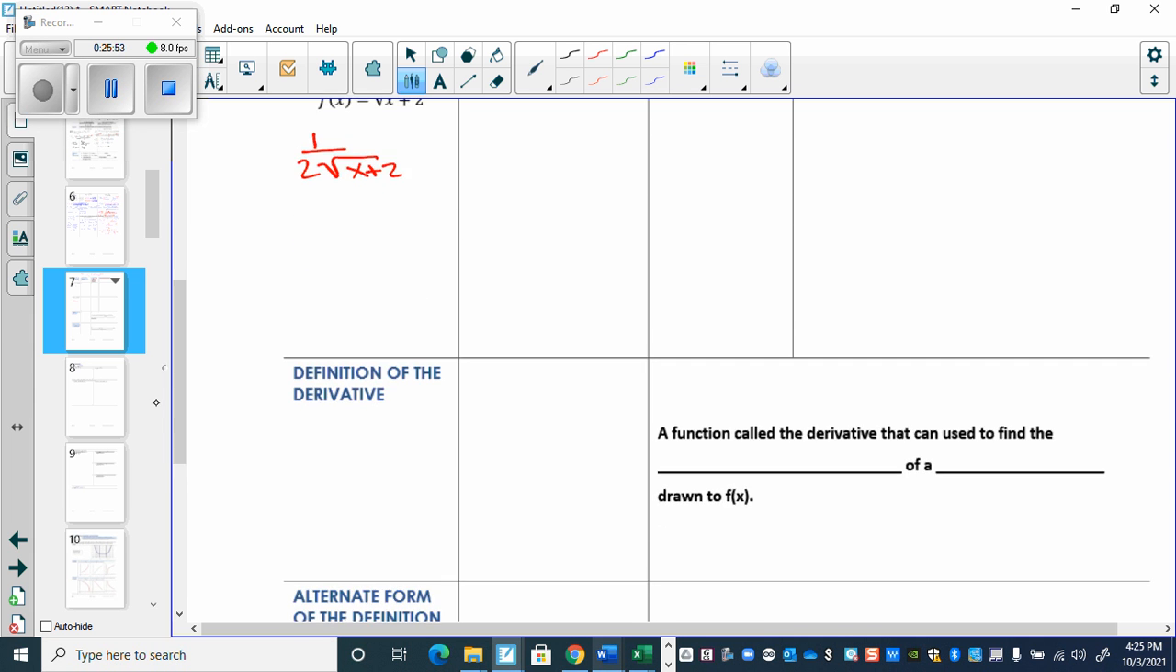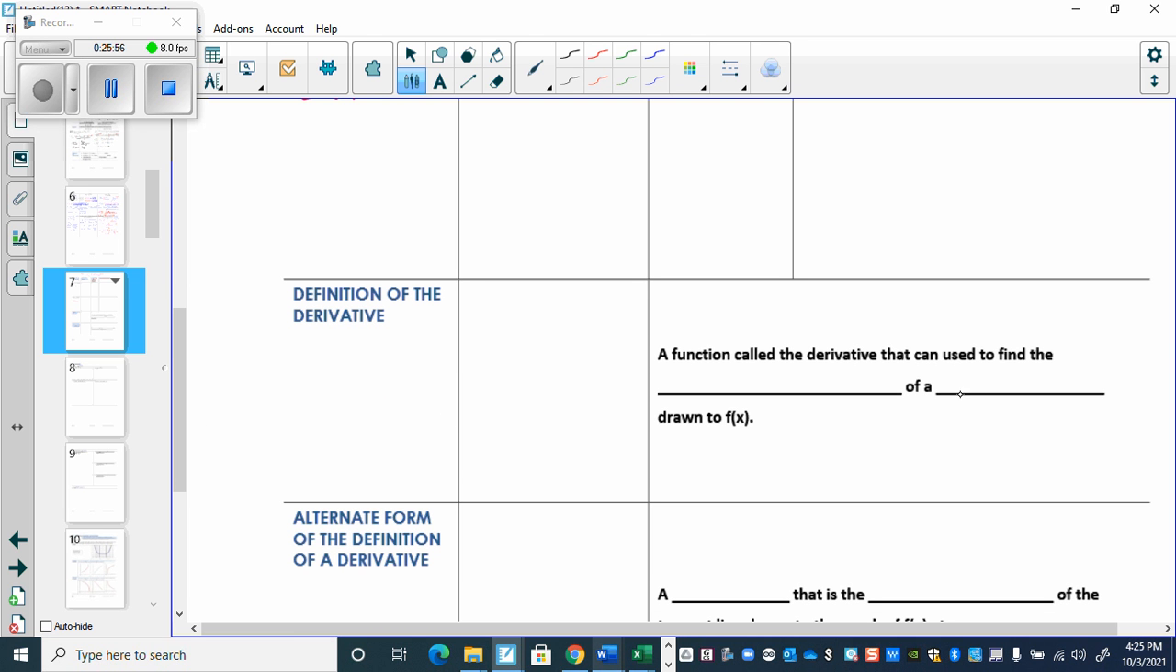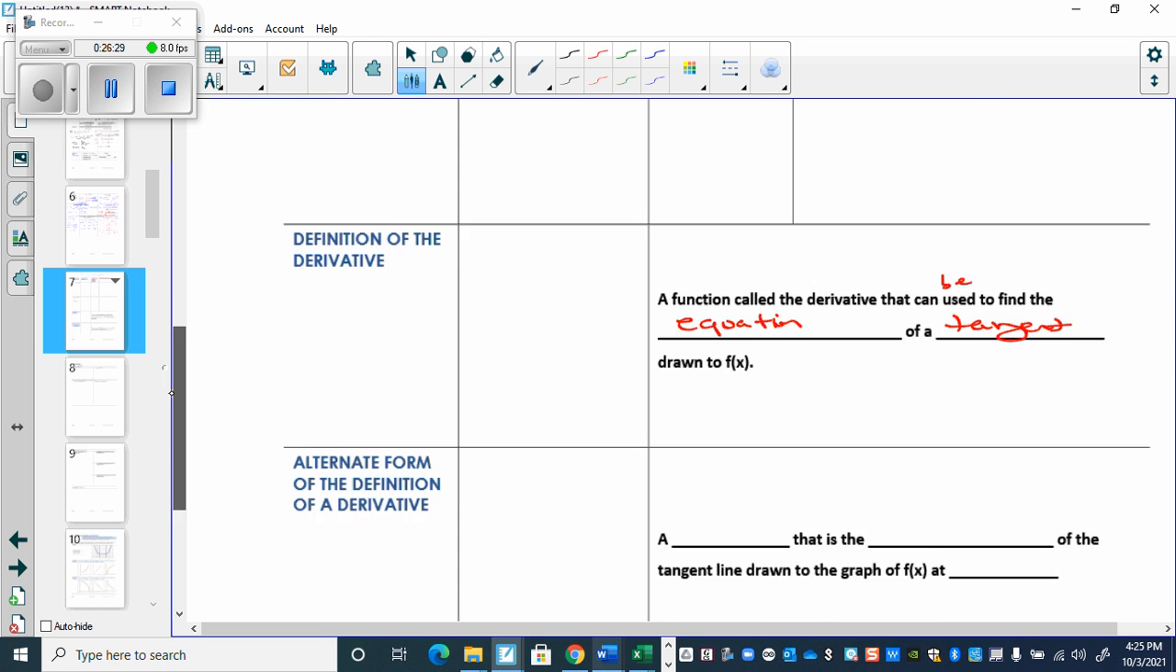All right. Lastly, the definition of the derivative: a function called the derivative that can be used to find the point of tangency. It can be used to find a tangent line. So let me erase that. It can be used to find the equation of the tangent line drawn to a function.